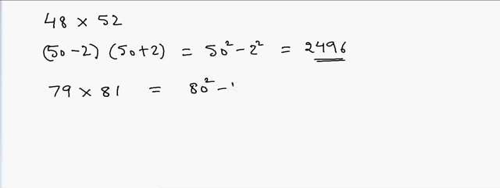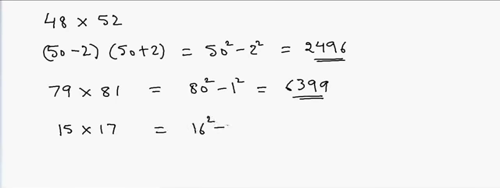80 square minus 1 square, so this will be equal to 6399. Suppose we have to do it again, like 15 into 17. In that case it will be equal to 16 square minus 1 square, that's equal to 255.